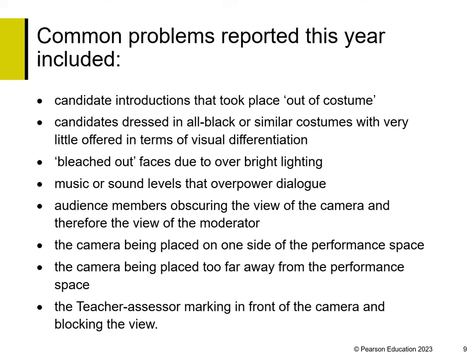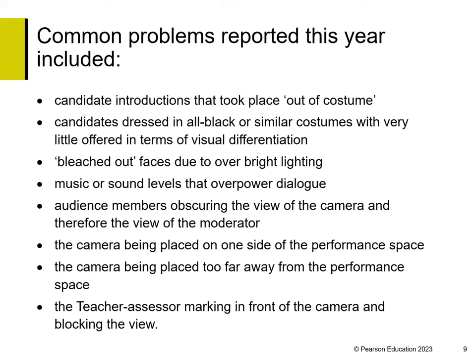We've mentioned time and again, candidates dressed in all black or similar costumes with very little offered in terms of visual differentiation. You know them. You could tell one twin from another twin, for example. But when you're looking at something on video, on your screen, it really has to be crystal clear who's who, which candidate is which. Bleaching, it's really difficult, all to do with lighting and camera levels and things. Take some advice on it. See if you can do practice pieces that can try and eliminate the bleaching. And if the worst comes to the worst, you may need to alter the lights, get a better camera or whatever in order to best support the final outcome of the piece.